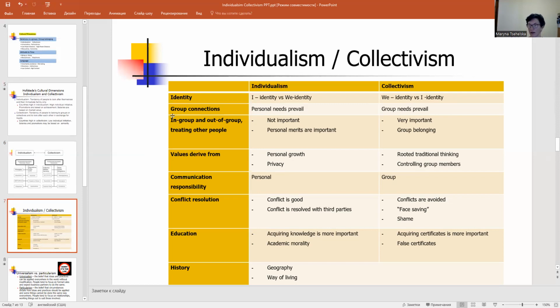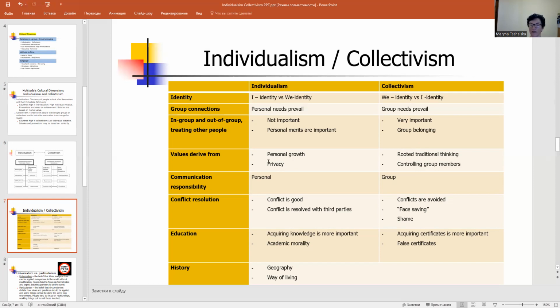So if we think about in-group relations, like to be a part of the group and to be in relations with people out of the groups, in individualism, it is not important because personal merits are more important. In collectivism, it is very important who you are, what group you belong to, and that is how you are assessed as a person.